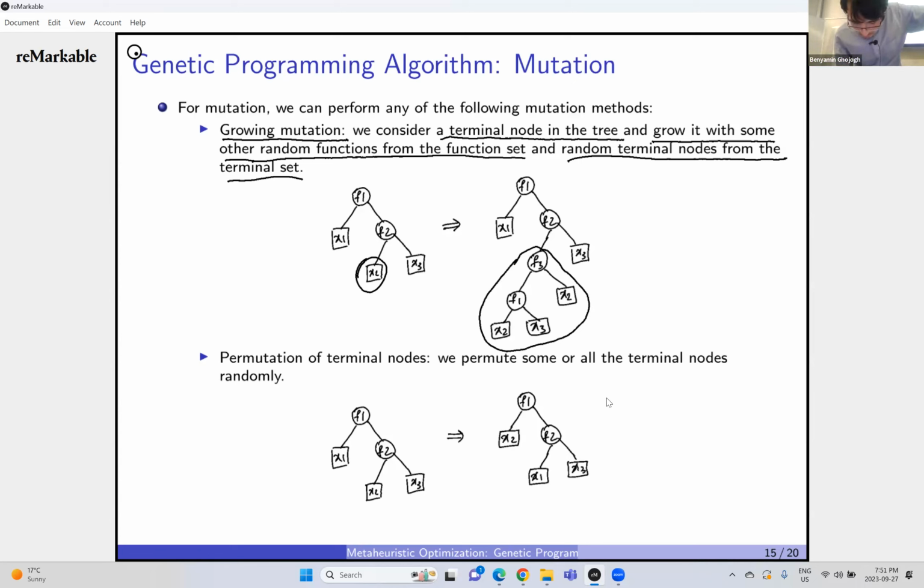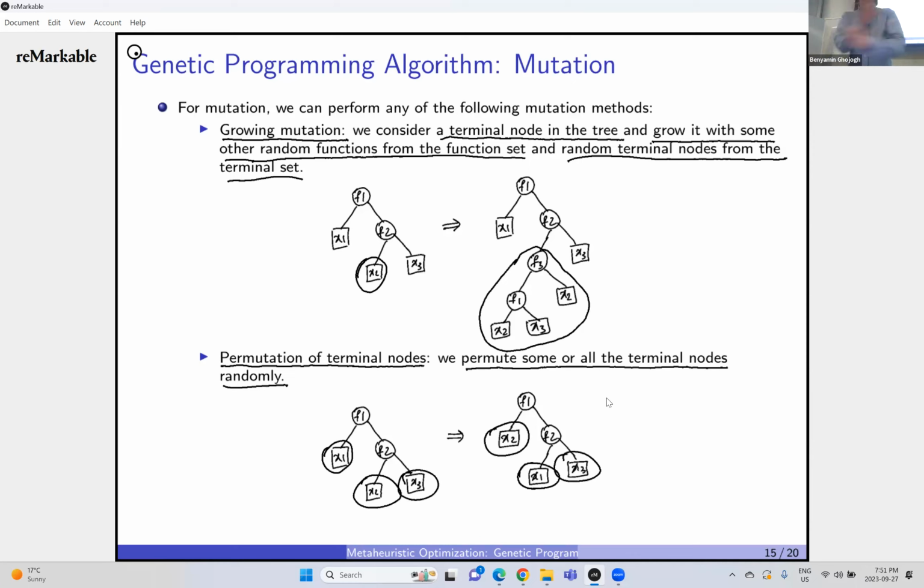We can have permutation of terminal nodes. What do I mean? We permute some or all of the terminal nodes randomly. For example, x1, x2, x3, we can make them x2, x1, x3. We permute them randomly, all of them or some of them.